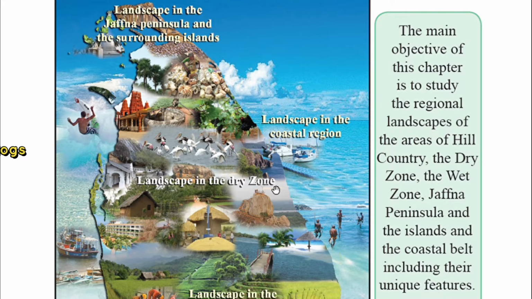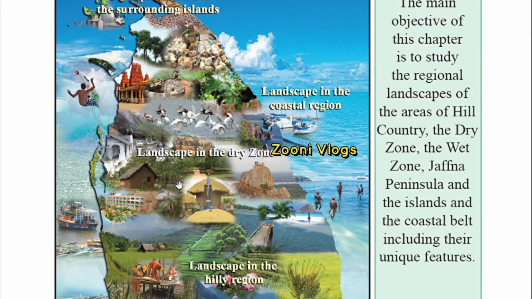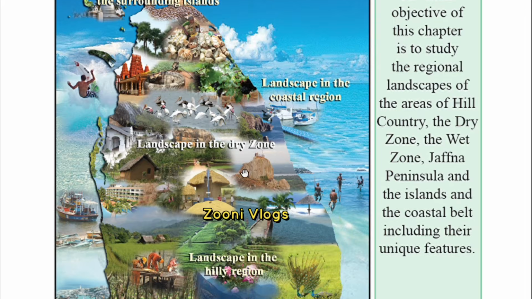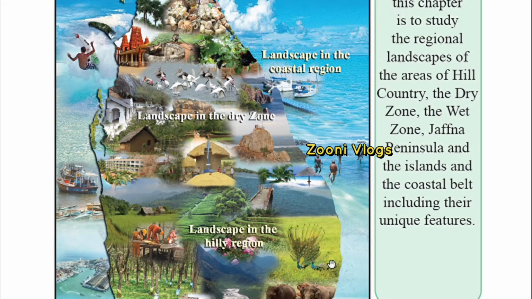So here, the landscape in the dry zone. Now you can see the dry zone here. Sigiriya and all you can see here. Most of the people in the dry zone pay more attention to farming and animal husbandry. Now you can see here, in Sinhala we call it a wewa, a tank, and here you can see there's a huge farming area. Paddy fields and all you can see.